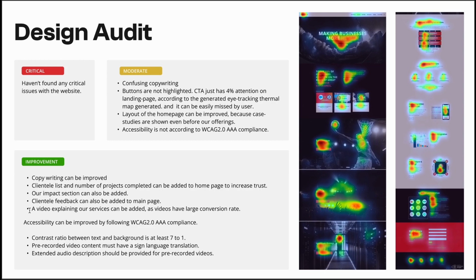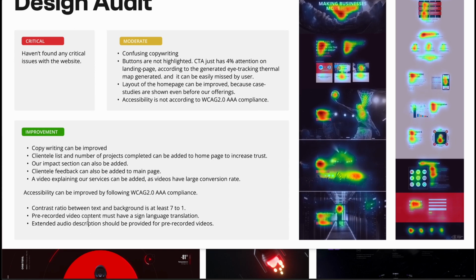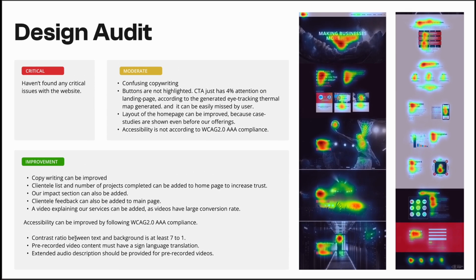One point that we haven't discussed is that a video explaining our services could add more value and increase our conversion rate. We can add the video right next to our hero section. And accessibility can also be improved. It's completely optional but also greatly enhances accessibility and inclusivity in design. A few ways to do that are increasing the contrast ratio and adding a pre-recorded sign language translation.